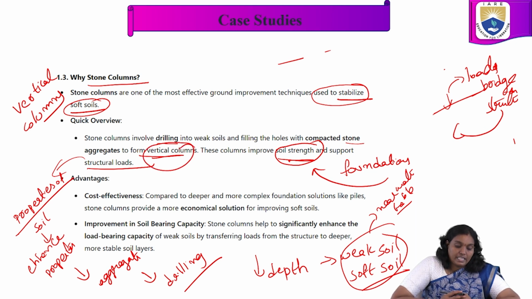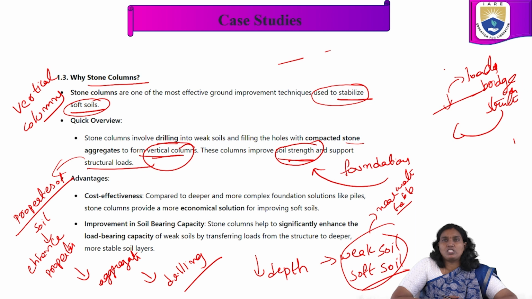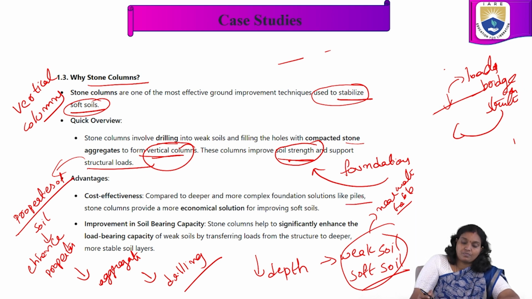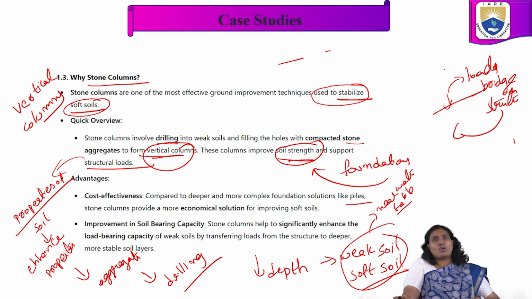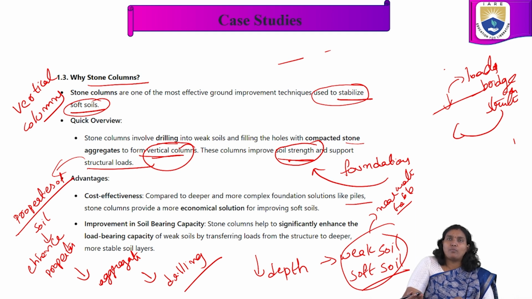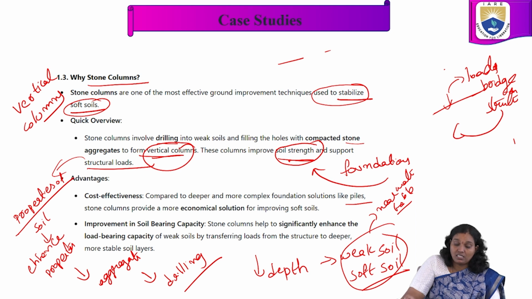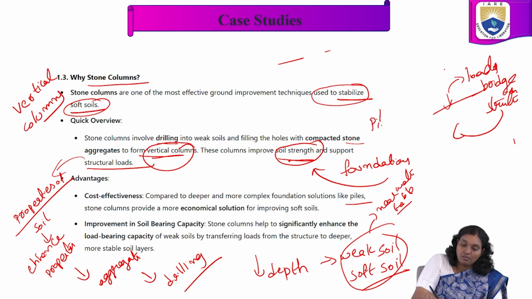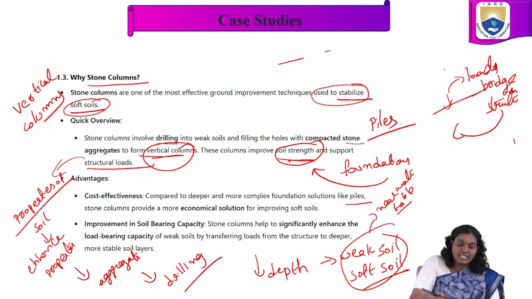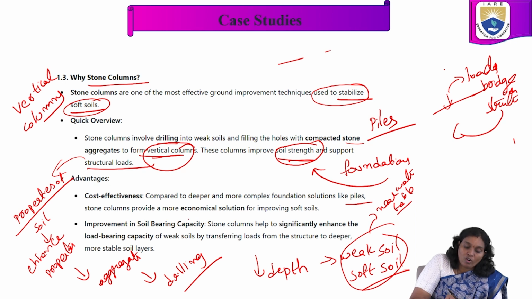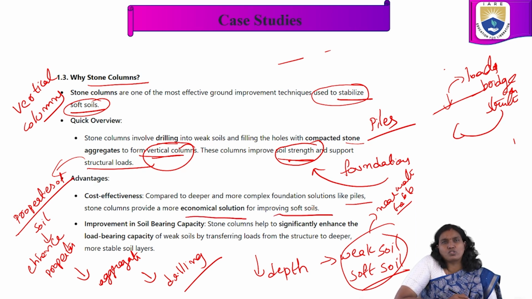And in this also, there is cost effectiveness compared to the deeper and more complex foundation solutions like piles. So different types of methods are also there. Whenever we compare to the deeper and more complex foundation solutions like piles, these stone columns provide a more economical solution for improving the soft soils.